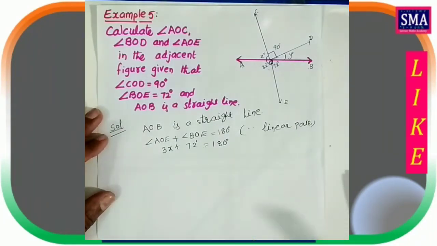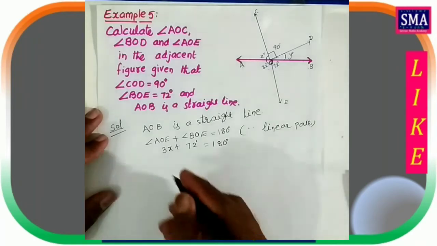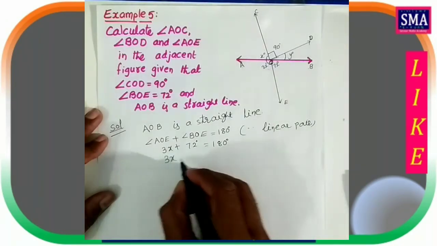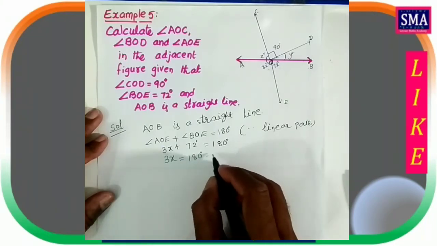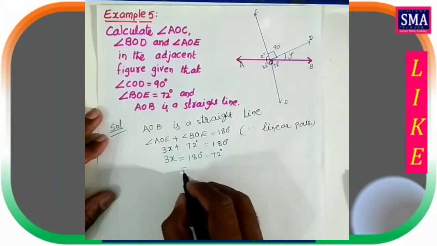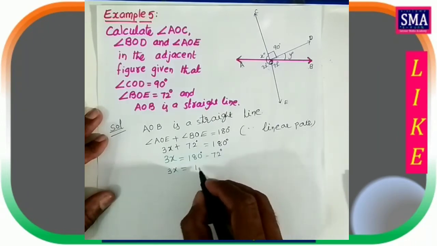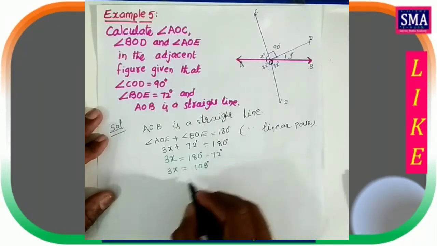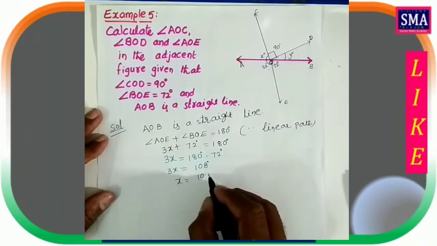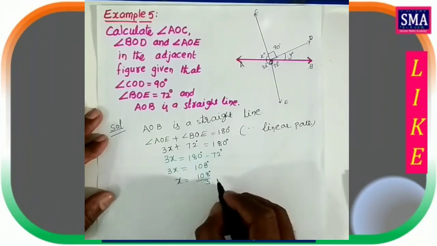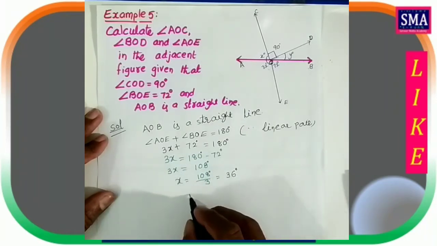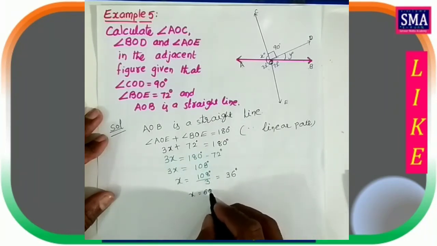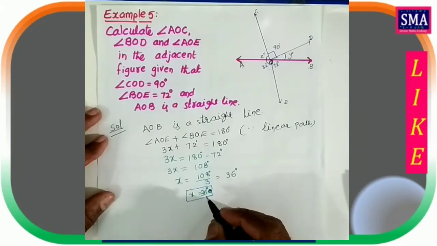Okay. Next, 3x plus 72 is transposed to the right side. 3x equals 180 degrees minus 72 degrees. 180 minus 72 is 108 degrees. Okay. Then x is equal to 108 degrees divided by 3. So 3 3s are 9, 3 6s are 18. Therefore the x value is equal to 36 degrees. Okay, x value is equal to 36 degrees.